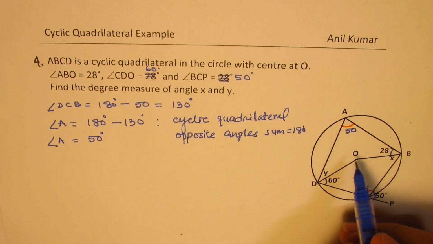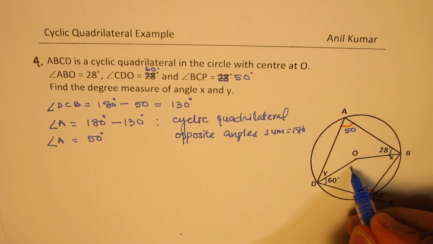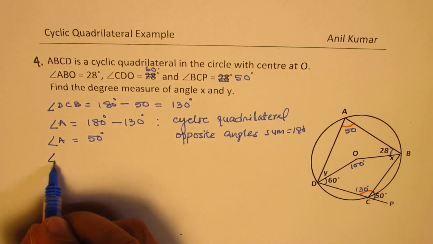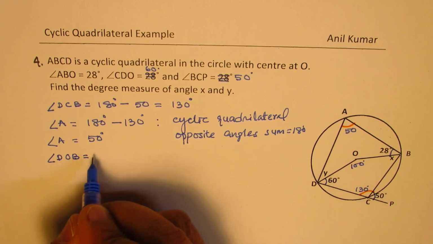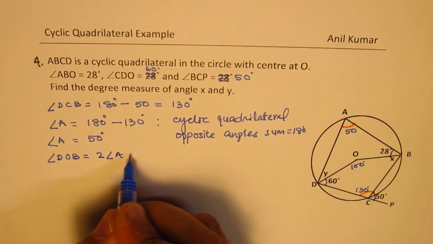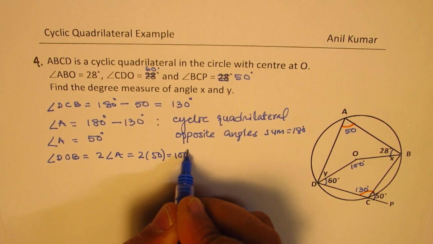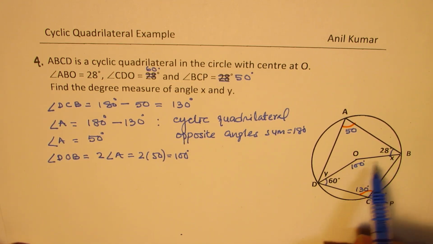Right? Now if that is 50 degrees, then the angle at the center is twice, right? So this angle here should be 100 degrees. So now we get that the angle DOB should be twice the angle A. That means it is twice 50, and that is 100 degrees. Perfect. So we find that as 100 degrees. And now we can easily find x and y, correct?